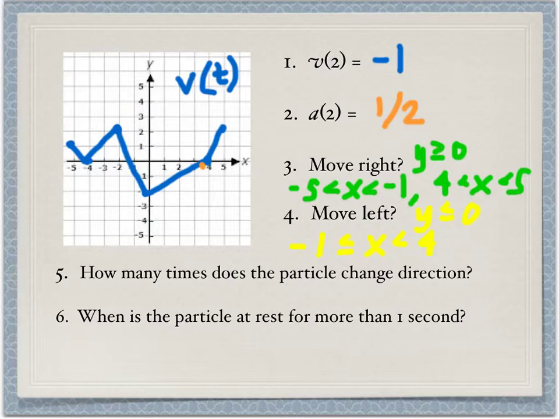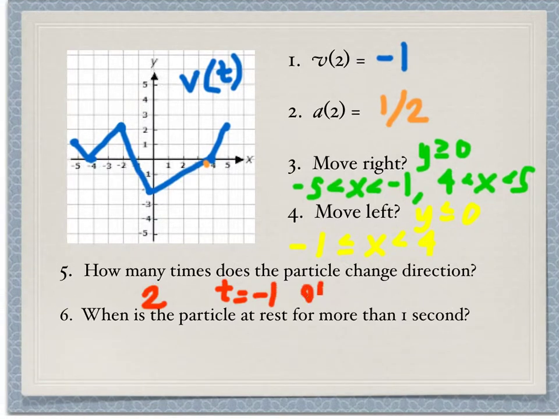How many times does the particle change direction? Similar to what we saw last time, changing direction would mean changing from the positive to the negative. So it does only change direction twice, and that's when t equals, looks like about negative 1, and t equals 4, because that's a place where it's going to cross the x-axis and change from being negative to positive.